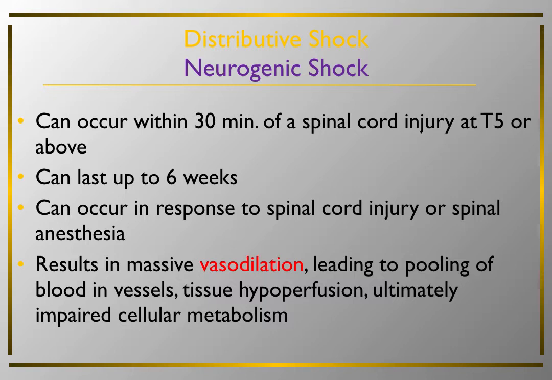Depression of the vasomotor center of the medulla from drugs, which could be maybe from opioids or benzodiazepines like Ativan, can also lead to decreased vasoconstrictor tone of the peripheral blood vessels, resulting in neurogenic shock. And this, of course, can last up to 6 weeks.